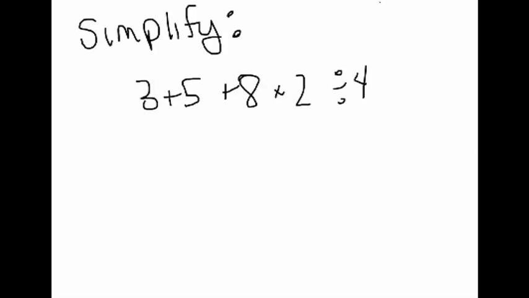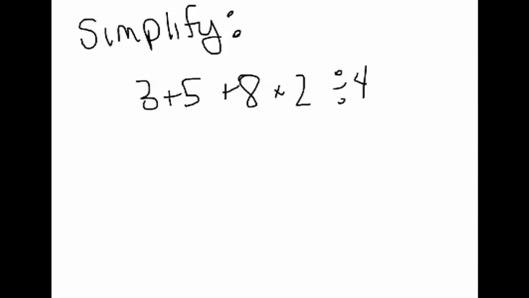Alright, what if I want to simplify 3 plus 5 plus 8 times 2 divided by 4? Well, simplify means to make it more simple, which is to get it down to as few terms as possible. So each of these, this 3, this 5, this 8, this 2, this 4, those are each terms. So I want to get it as simplified as possible, as few terms as possible. So how am I going to do that?